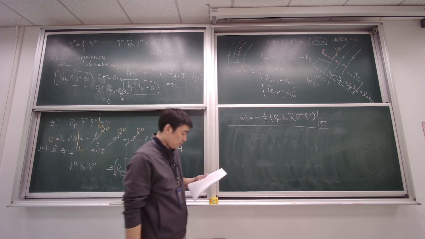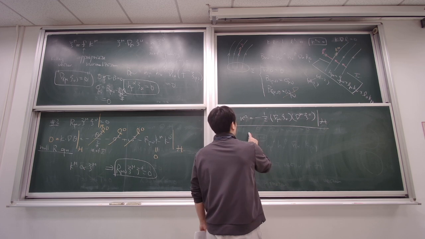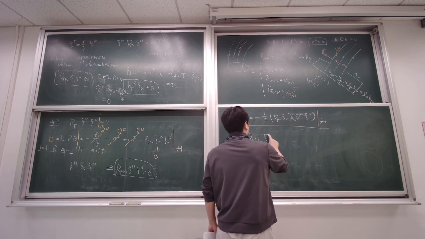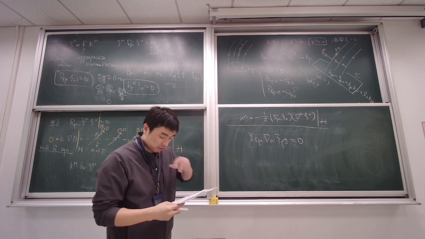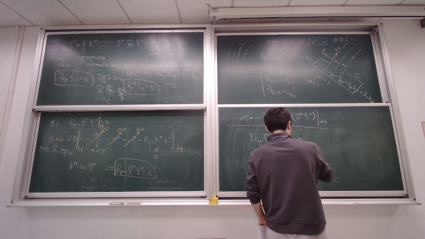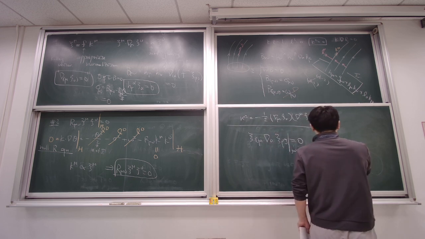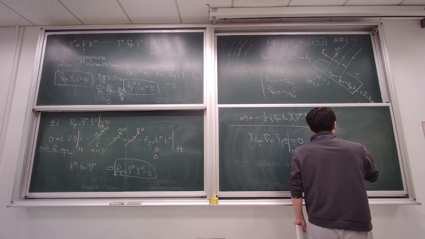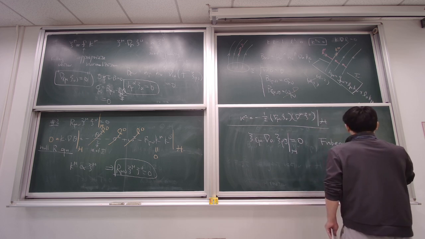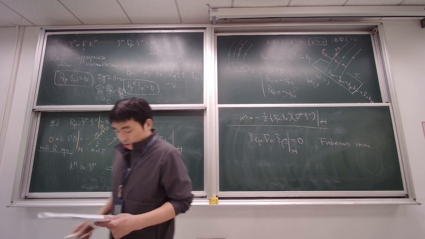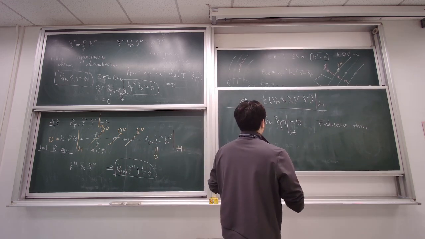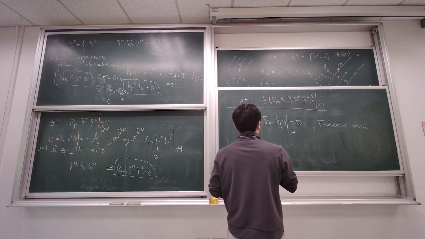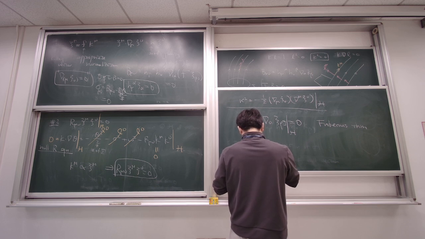If you use the Frobenius theorem, c mu nabla rho c nu antisymmetrized is equal to 0. This is the property coming from the Frobenius theorem at the horizon. Let's accept the Frobenius theorem. Then we can use the Killing equation to obtain it from here.